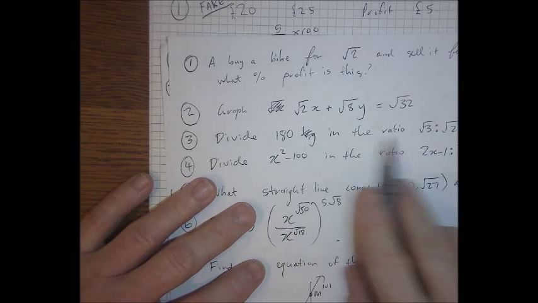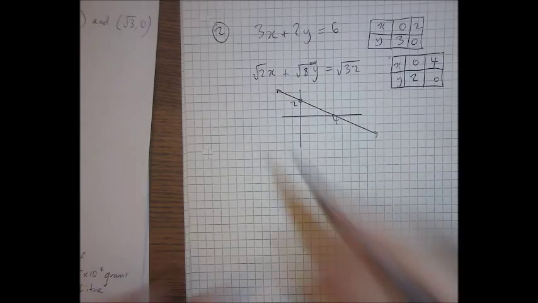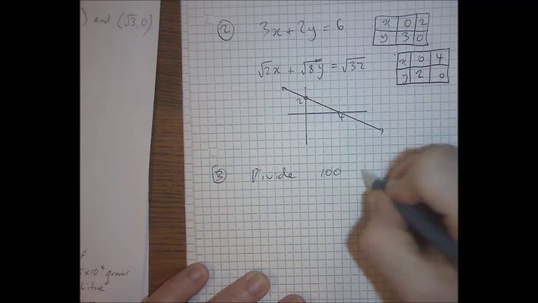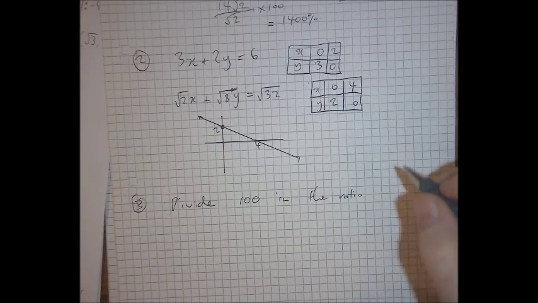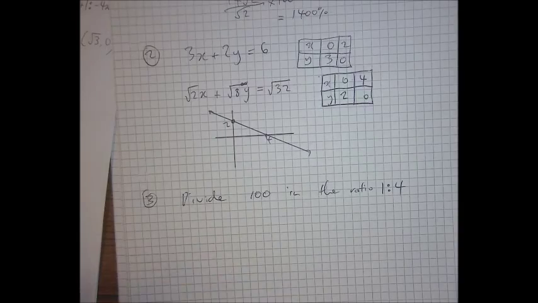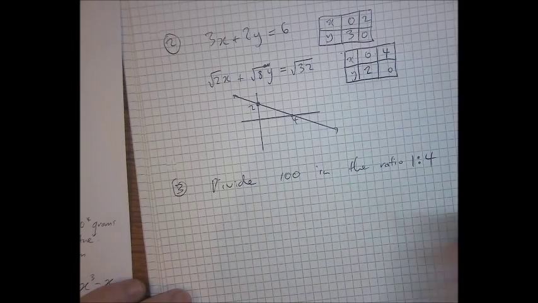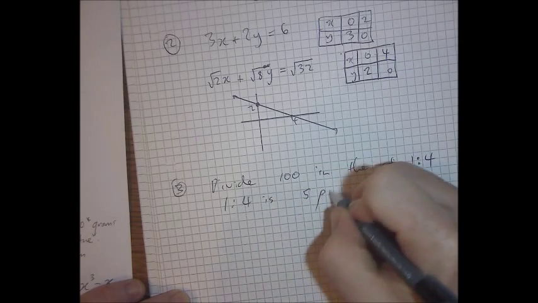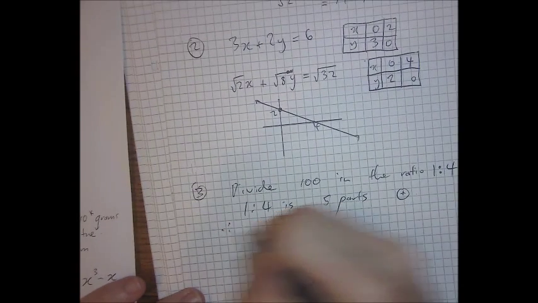Question number 3. Divide 180 in the ratio root 3, root 27, root 75. Well, normally you get something like divide 100 in the ratio 1 to 4 or whatever. What do I do there? I say 1 to 4 is 5 parts. That comes from adding.